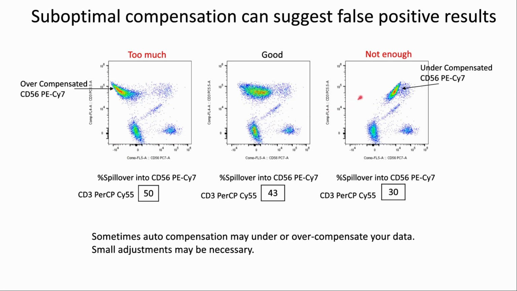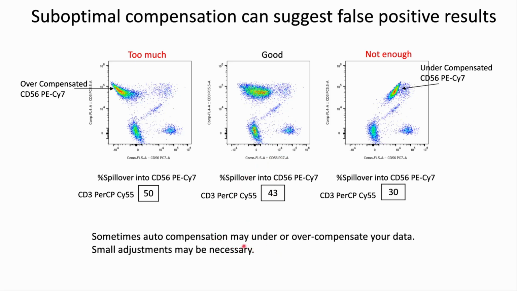Conversely, if we set a spillover percentage that is not enough, in this case 30%, not enough of the PerCP-Cy5.5 stain is subtracted away from PE-Cy7, and this results in a CD56 signal which appears to be double positive. It appears to be both positive for CD56 and for CD3. Our just right Goldilocks compensation is somewhere in the middle. In this calculation, it was 43% spillover between PerCP-Cy5.5 and CD56 PE-Cy7.